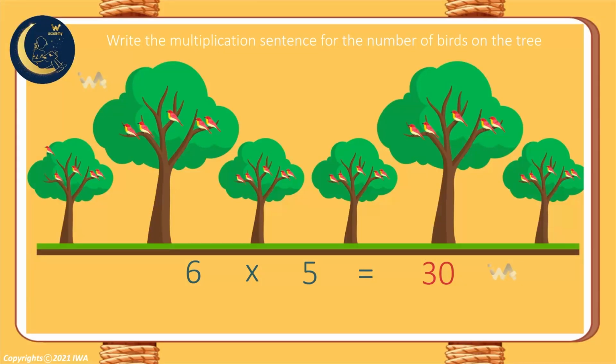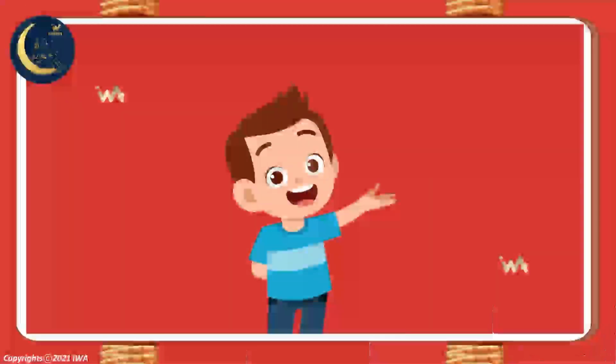Wonderful. This can also be read as 6 fives. Let's read the multiplication sentence together again. Come on, say it with me. 6 multiplied by 5 equals 30. Amazing. Now, friends, let's try to solve some equations.